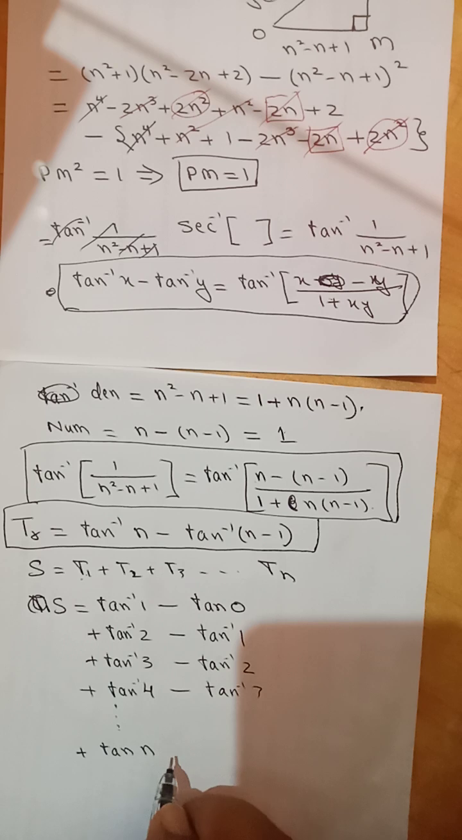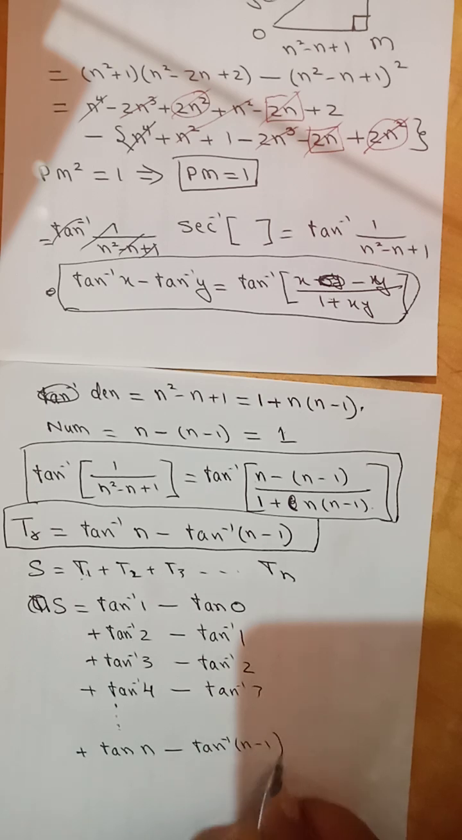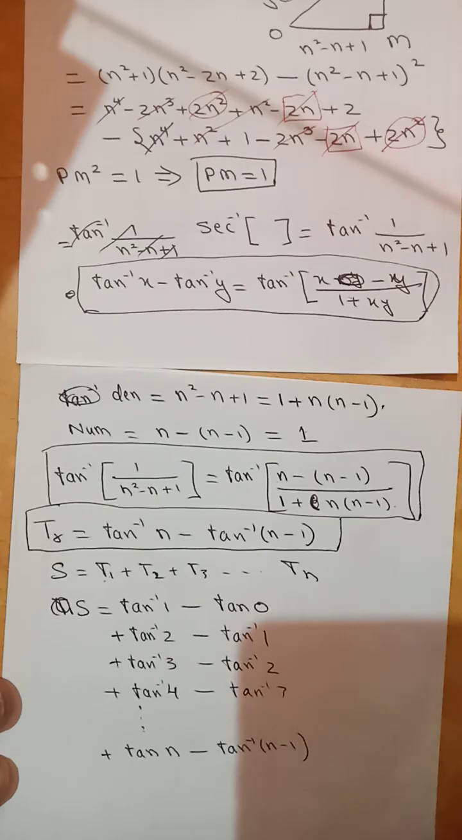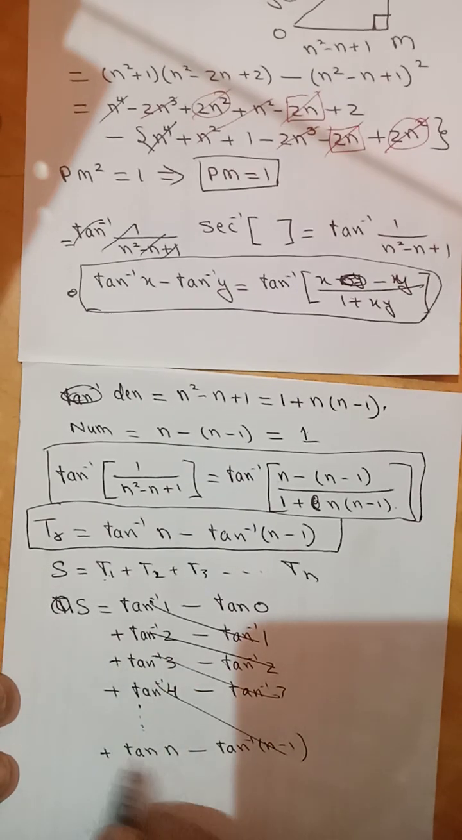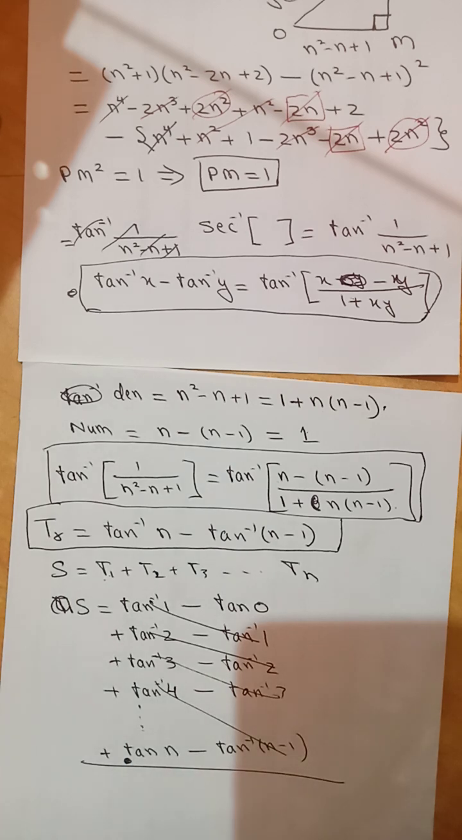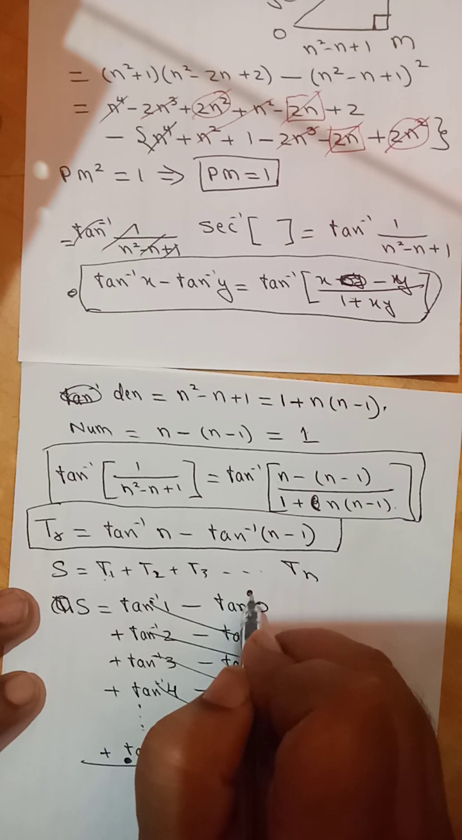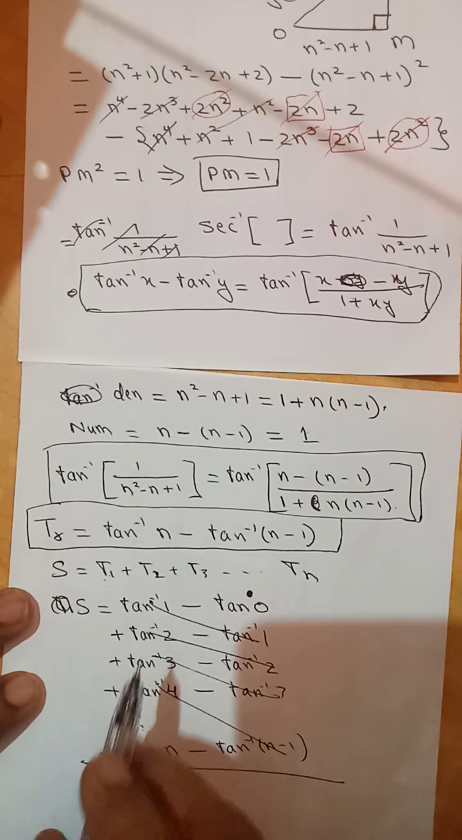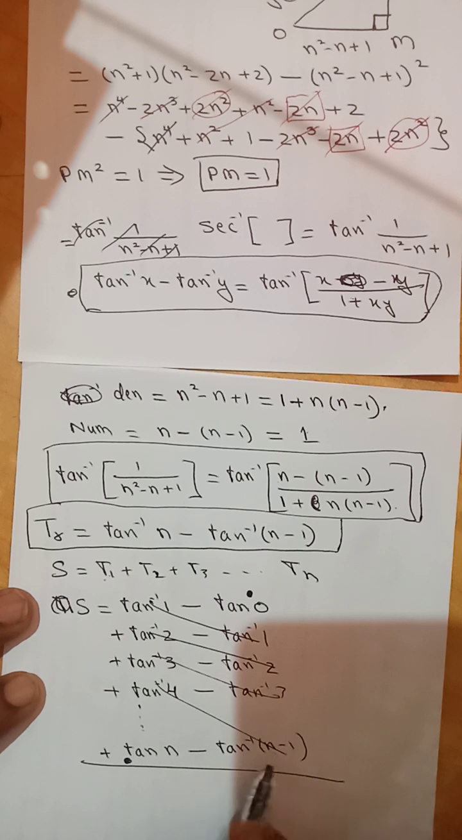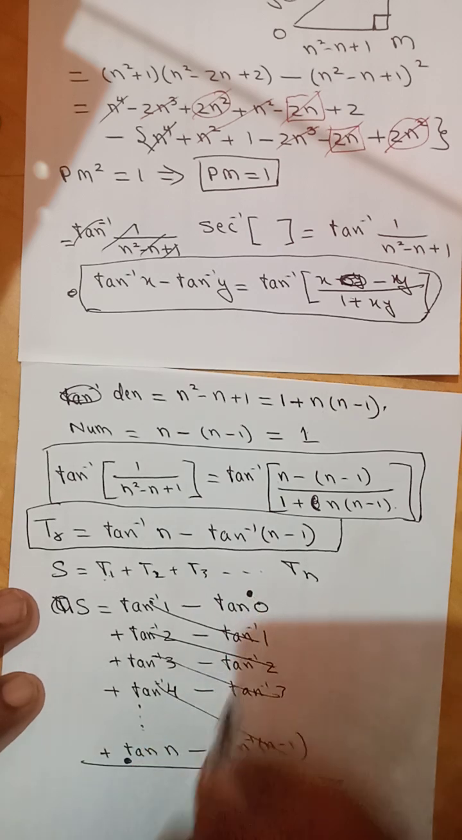For n is equal to up to n, tan inverse n minus tan inverse n minus 1. See students, carefully observe here. This 2 will cancel, this 2 will cancel. Likewise, this will remain. The second of last second will remain, and the second here second will remain. If it is second will remain, then here last second will remain. If the first will remain, then the last will remain. I am highlighting by dotting it.